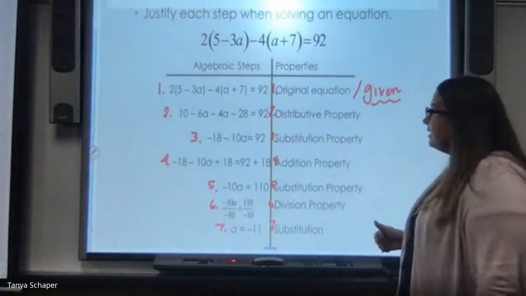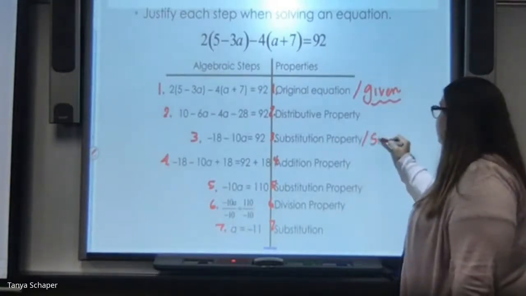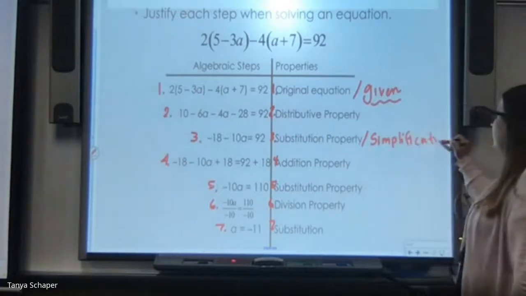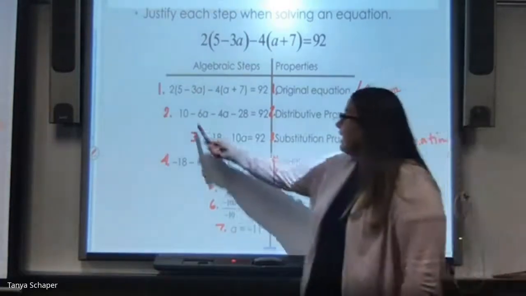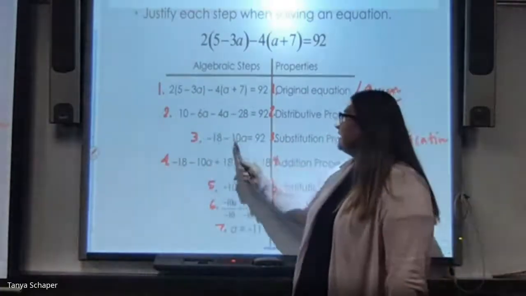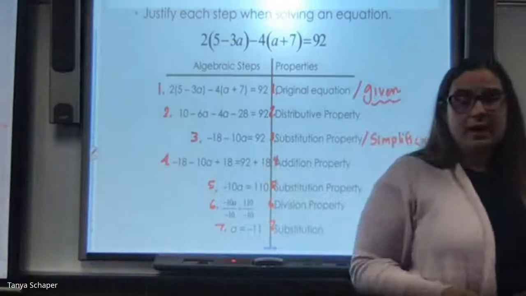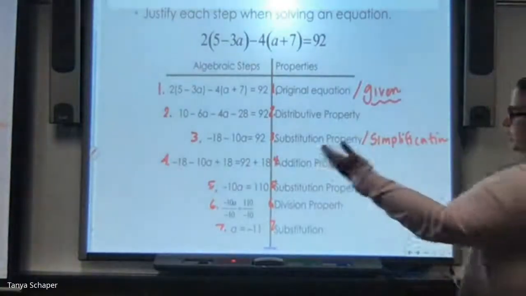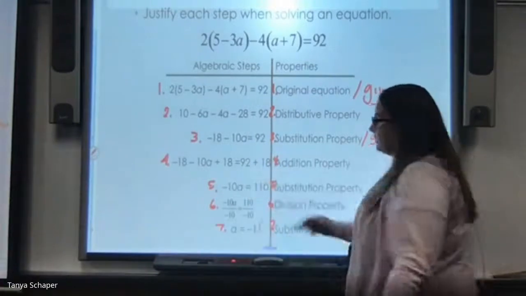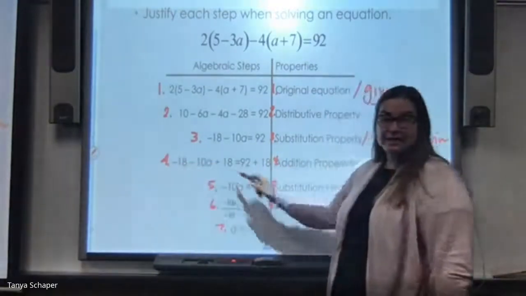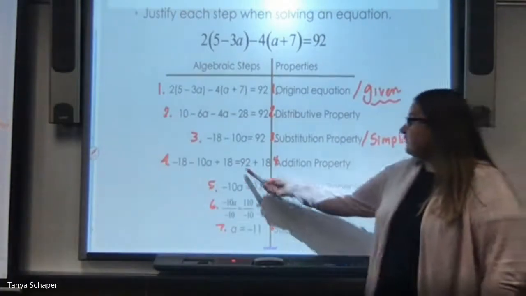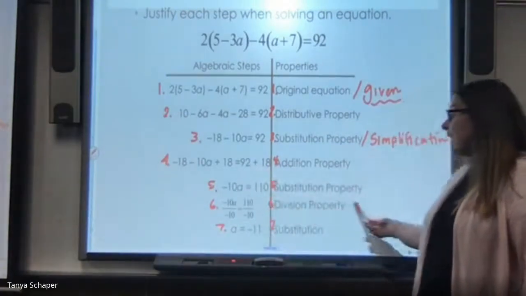Substitution property, it also can be called the simplification. What I did is I combined like terms. I took 10 and negative 28 to get negative 18, negative 6, negative 4 to get negative 10. Justifying what you're doing, for the next step, I added 18 to both sides, which allows me to cancel out 18 on the left. It's the addition property. To get from here to here, I subtracted.